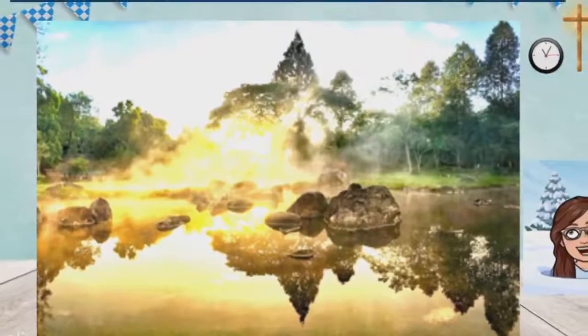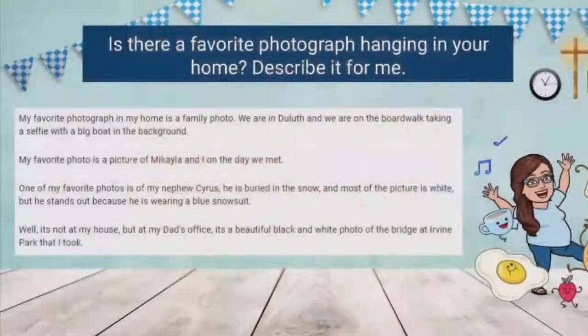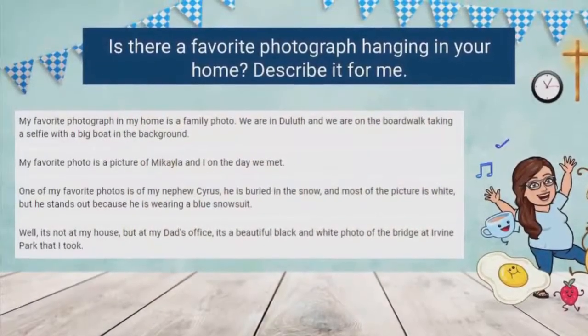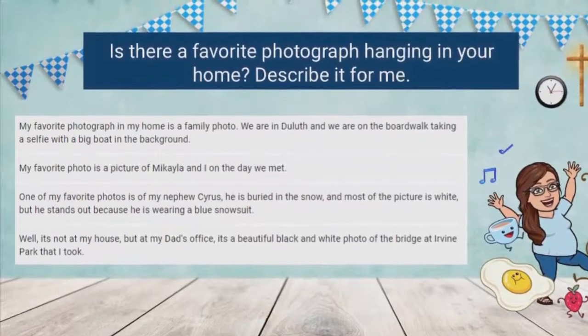Homework you were supposed to do, that Google form you were supposed to fill out that included different things about photography and your own opinions? Well, let's take a look at some of the answers that my rock stars who remembered to do their homework turned in. One question that I think is always really interesting is, is there a favorite photograph hanging in your home? Then I'll have kiddos describe it for me.